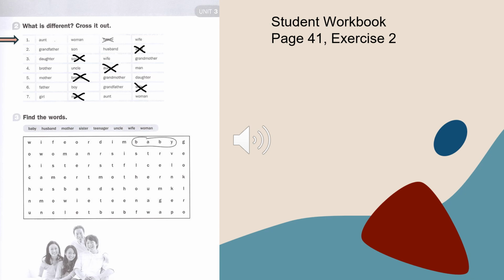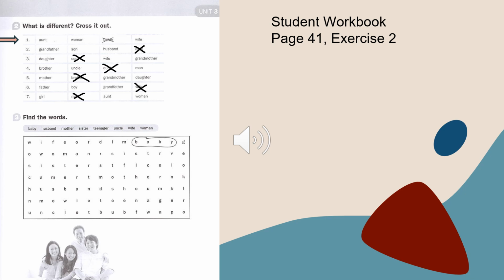The answers to exercise 2, page 41 in the student workbook are: number 2, notice grandfather, son, husband, grandmother, and I'm trying to figure that one doesn't belong because it is what? Feminine. Look at 3. Son doesn't belong because son is the only masculine.